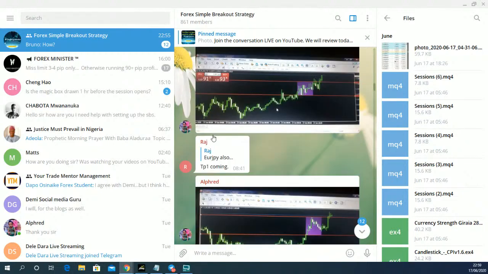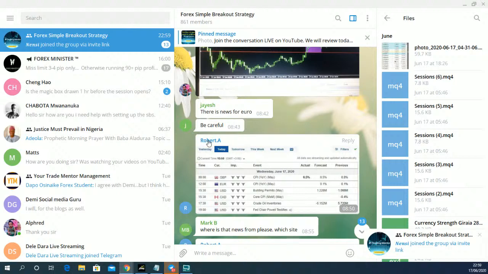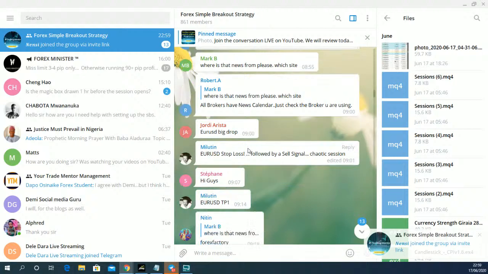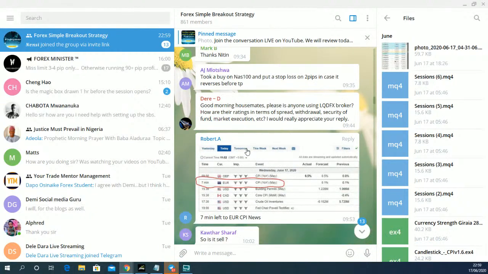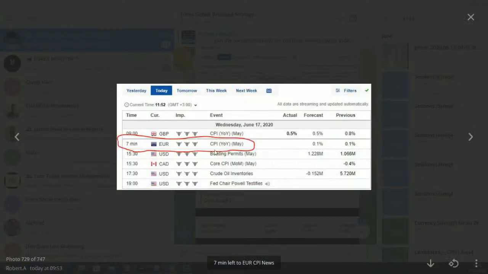Let me see people that have always been helpful. Jayes, you see, Jayes is there. He's showing face. Robert is also very good there. Robert is always very good. You can see Robert all the time coming. Here he is helping people by showing them the news.